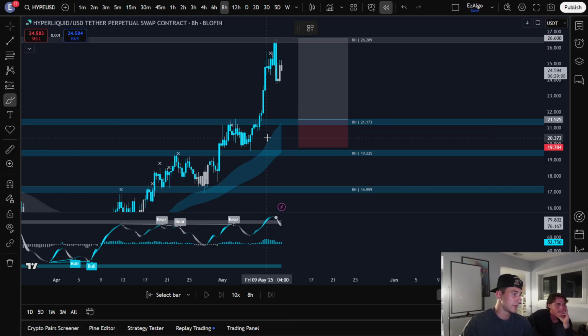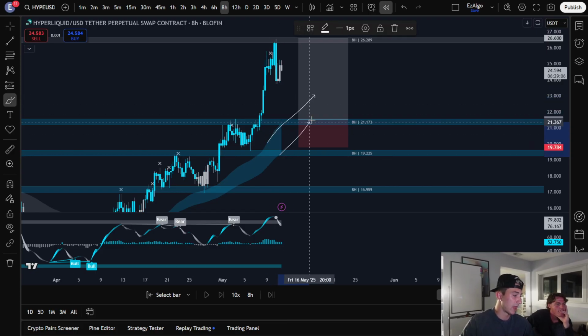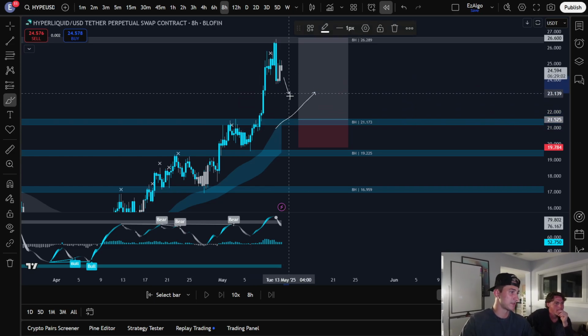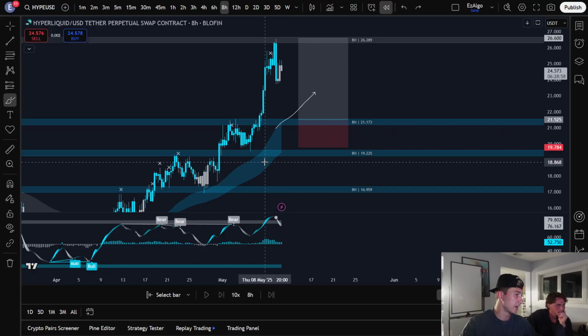And also, this trend cloud perfectly overlaps this level as well, right? Because this is going to continue to move up as price comes down, because this is kind of lagging. It's a moving average. So even if price comes down, the moving average is going to go up. Does that make sense?